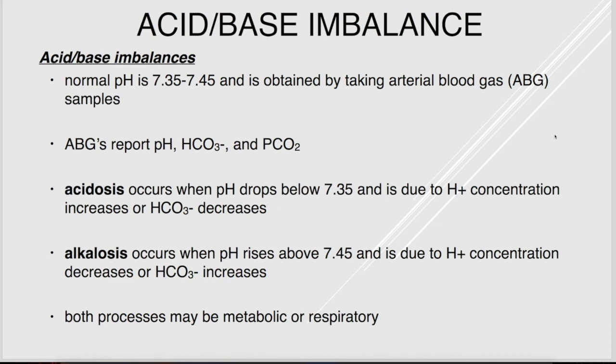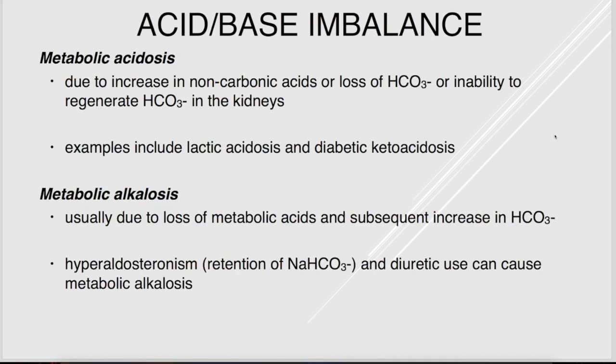So, acid-base imbalances. You obtain these values through ABGs. Acidosis is just when pH drops below 7.35, and this is either due to a decrease in bicarb or an increase in acid or hydrogen ion concentration. Alkalosis is when pH is above 7.45, and it may be due to an increase in bicarb or a decrease in hydrogen ion concentration. And of course, these can be either metabolic or respiratory.